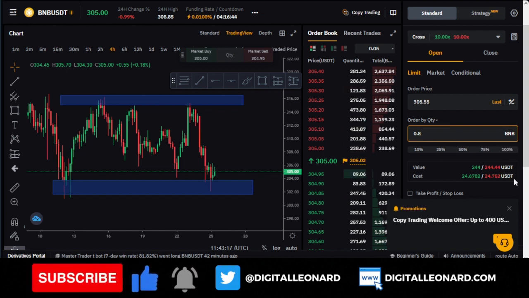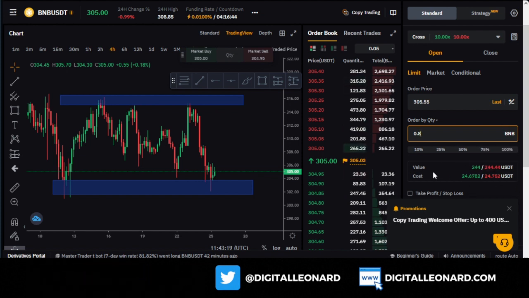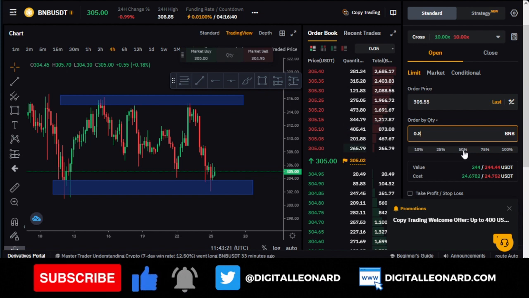Now, when I open the trade, it gives you the option to set take profit. For the take profit, you equally have percentage sliders there. You will now select, I want to make a risk of 10% or 20%.